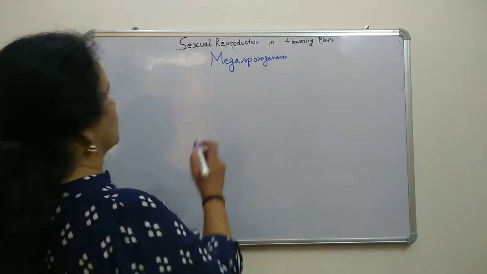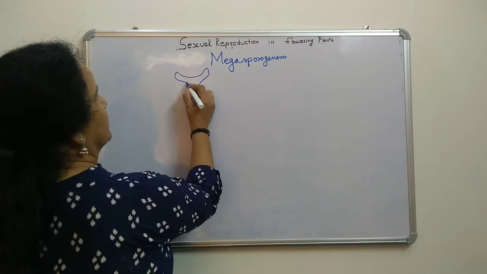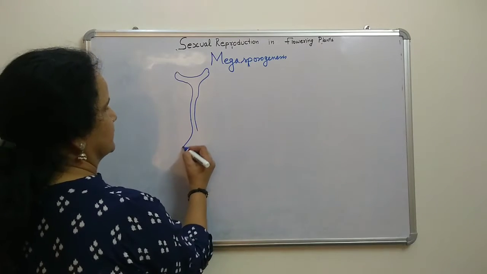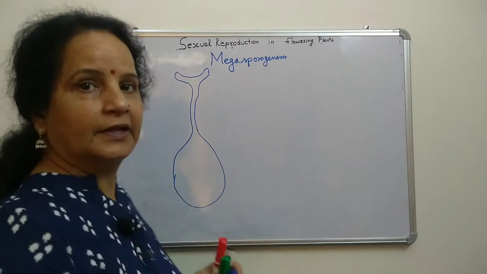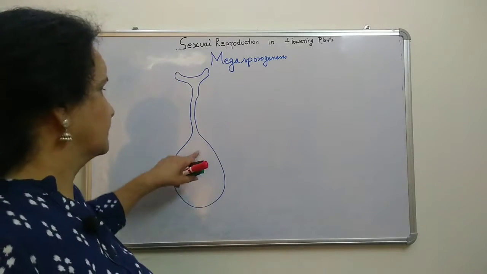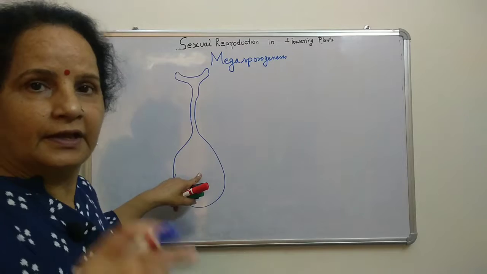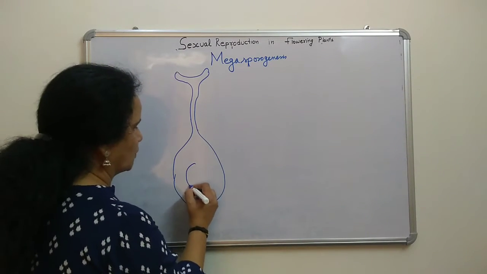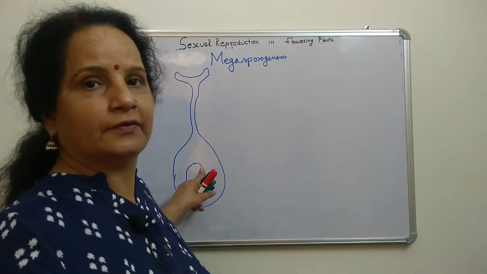Just recall your memory: it will be the stigma, then the style, the neck, then the bulging portion, this one. Inside this ovary, ovule is there. That is the ovule, and that ovule will form seeds.